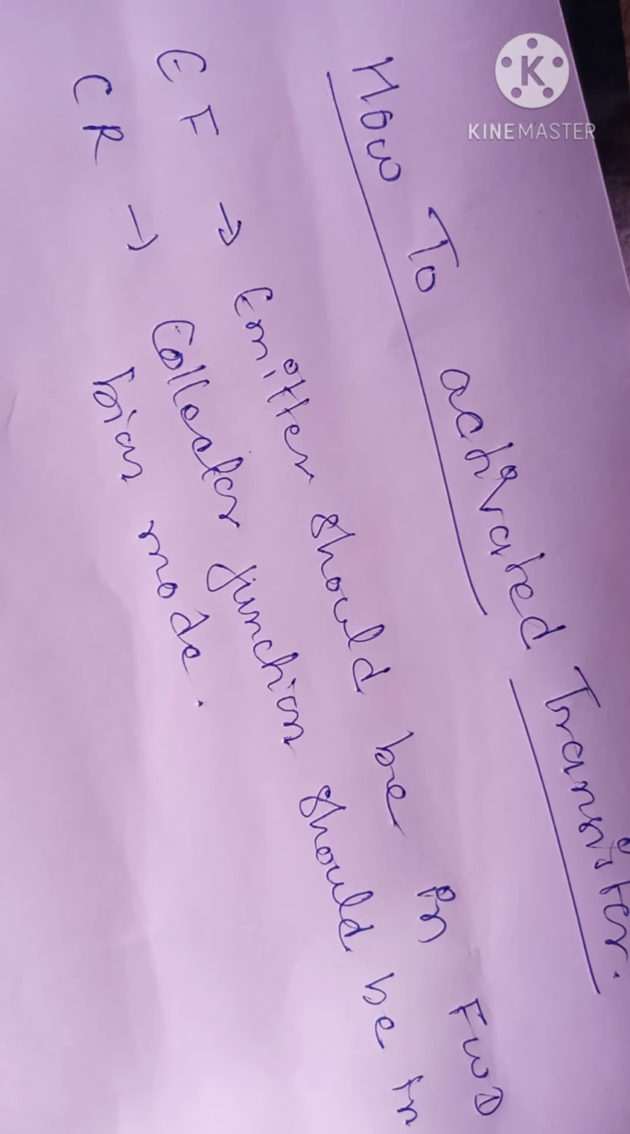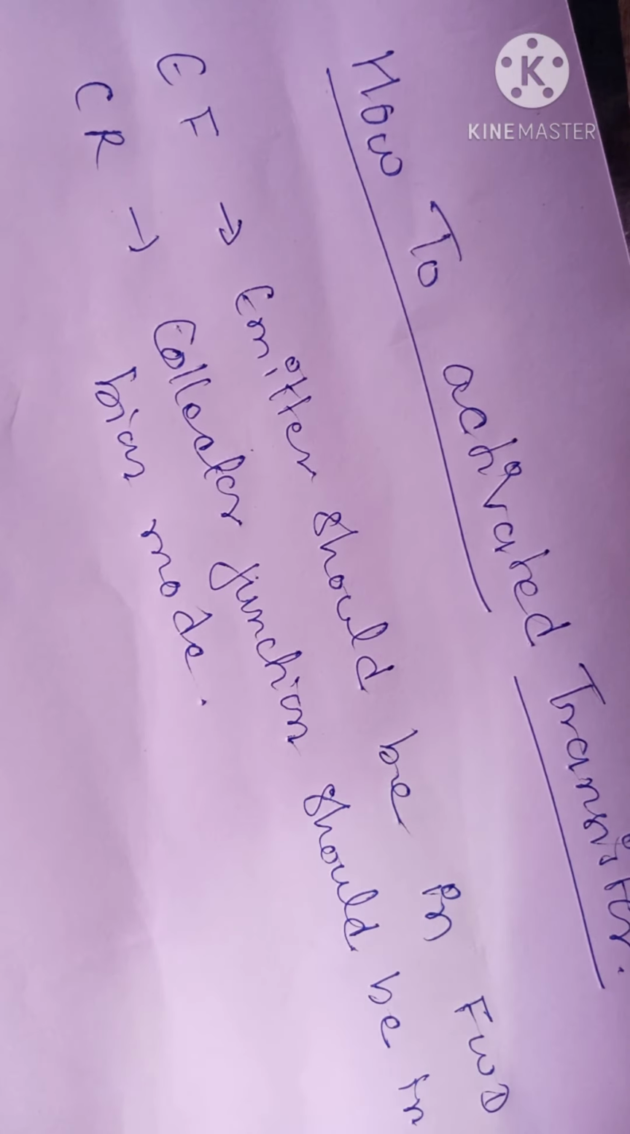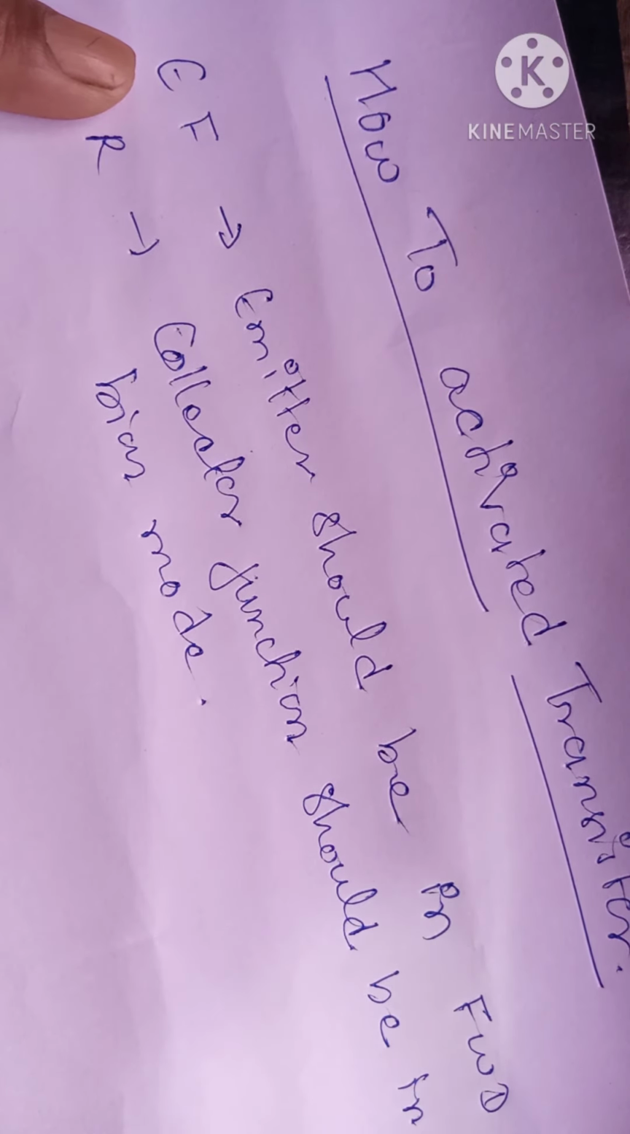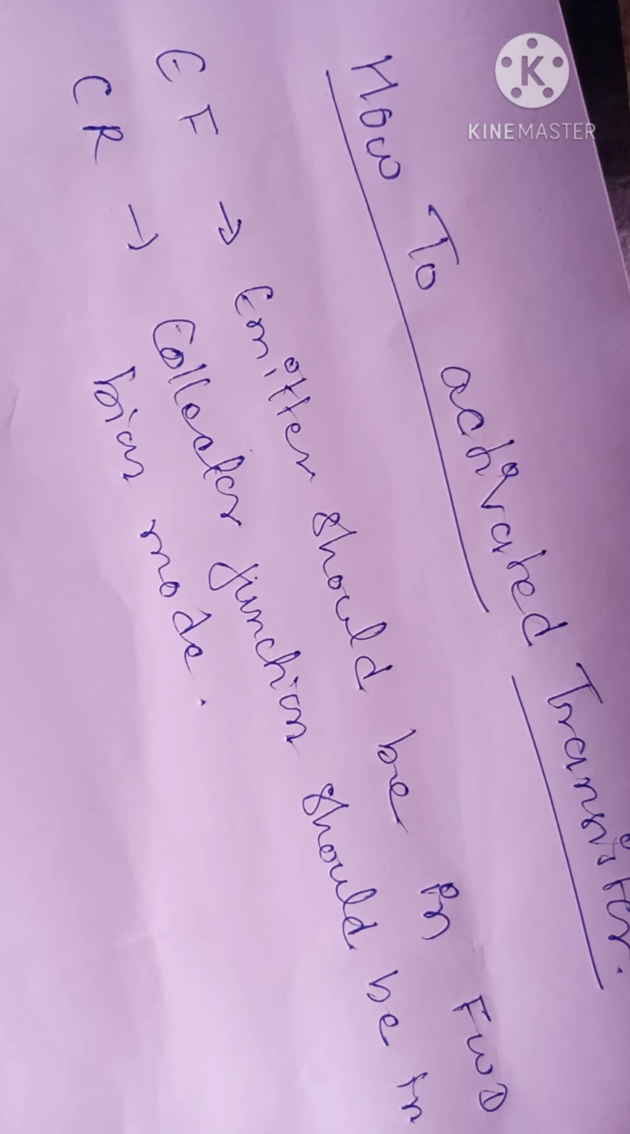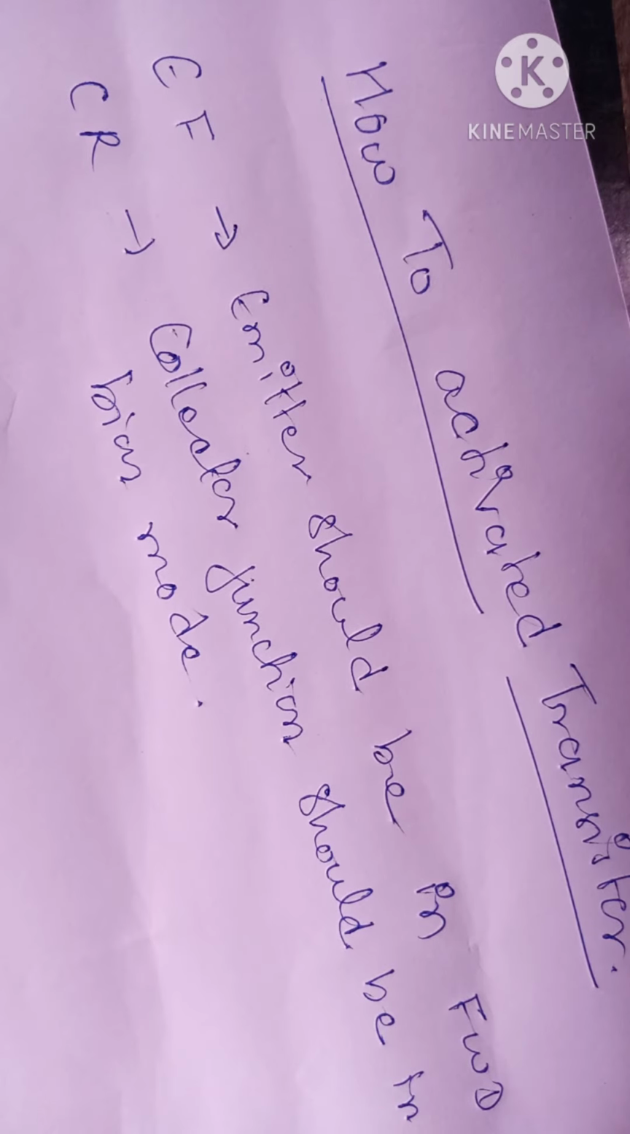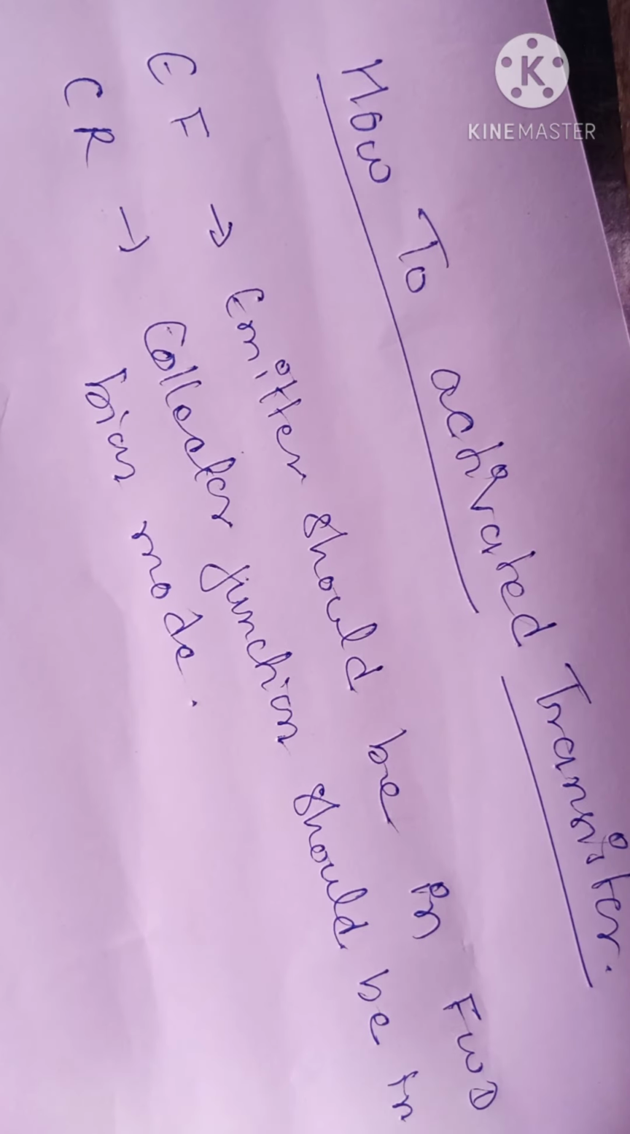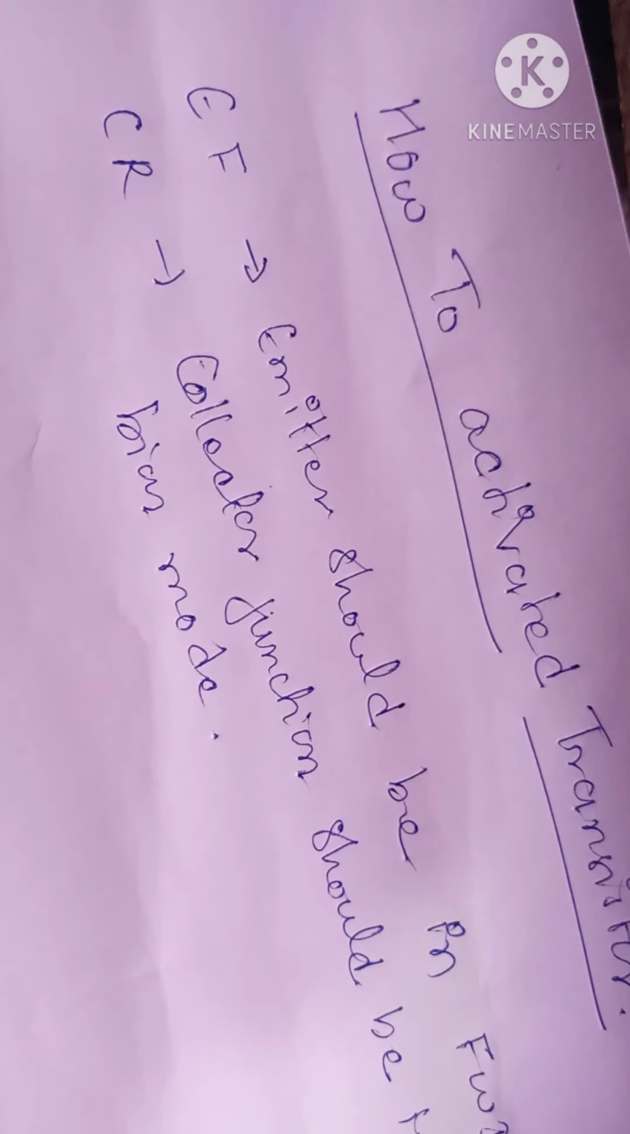In the emitter junction, doping is very high. Charge carriers moving constitutes a current, and to make a current or to move charge carriers, you have to put forward bias, because in forward bias electrons can easily cross the junction and create a current, while the collector junction has less doping, so it will be in reverse bias mode.